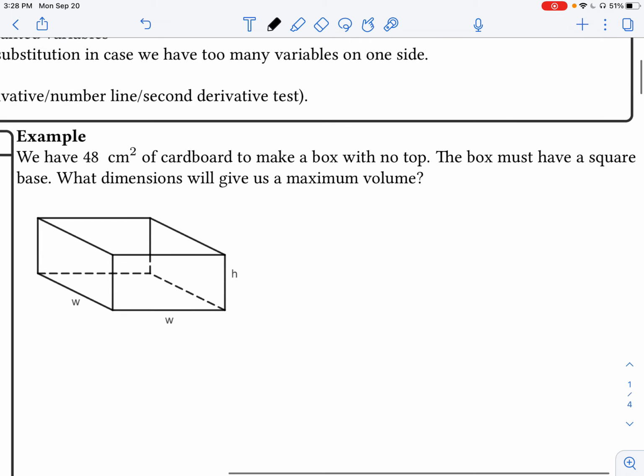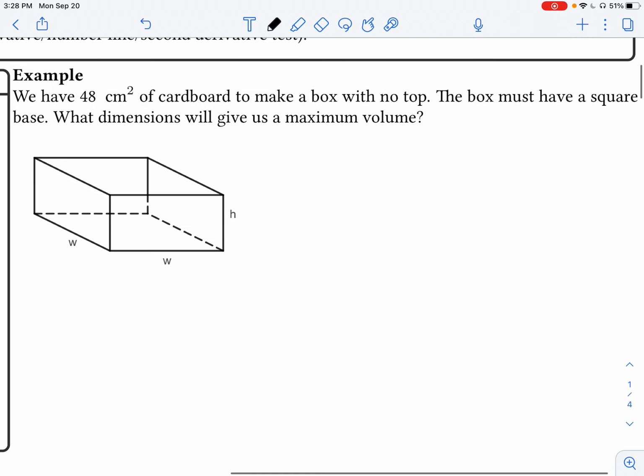So the problem is as such. We have 48 square centimeters of cardboard to make a box that has no top, so it's an open box. We're also told that the box must have a square base. What dimensions will give us a maximum volume?